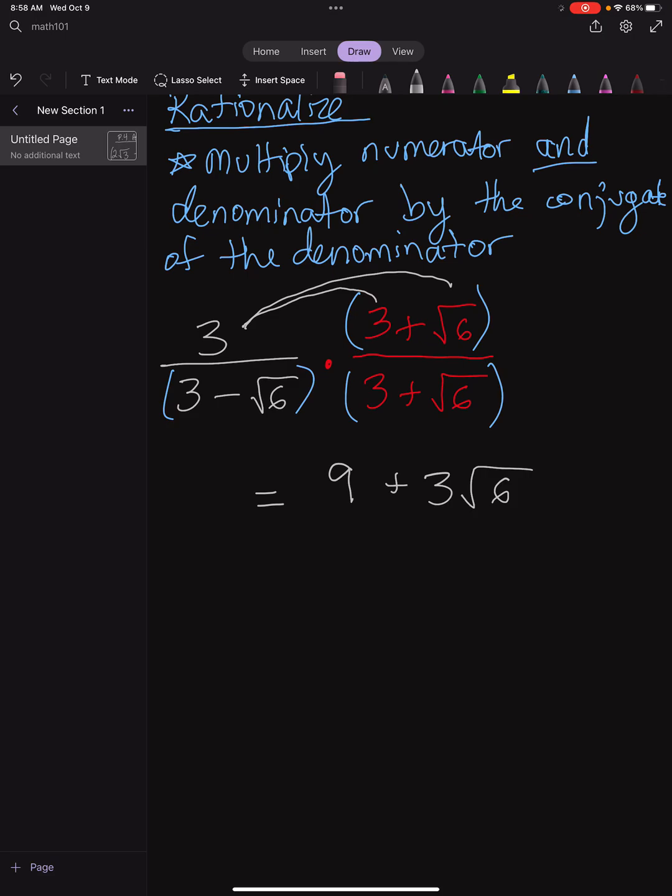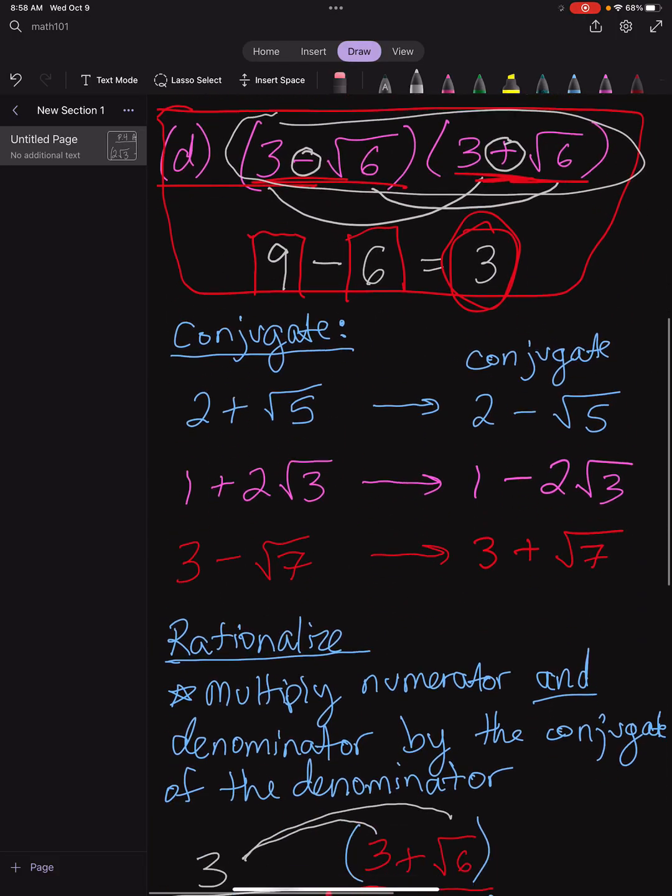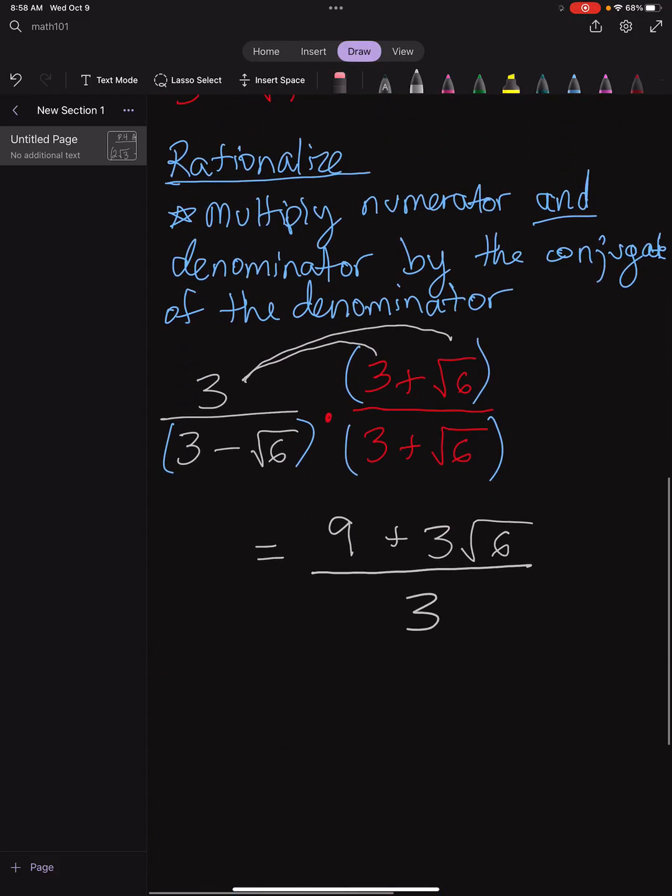That's the numerator. Now I need to work on the denominator, but I'm going to use the fact that I've already solved this one. I get 3 times 3, which is 9, minus root 6 times root 6, which is 6. 9 minus 6 is 3. This is the example above. We've already done this work. Now, what I have here is correct.